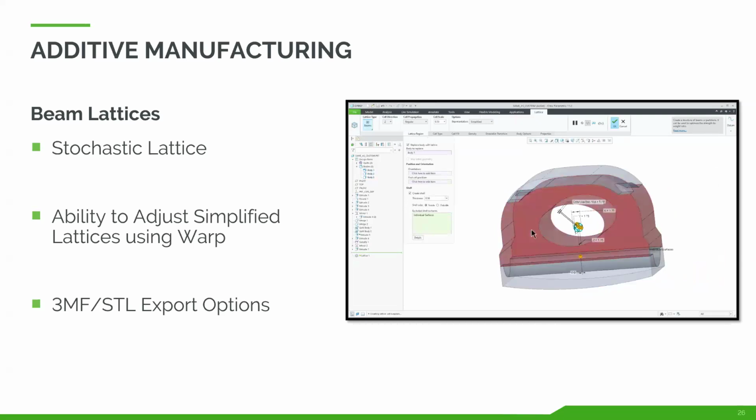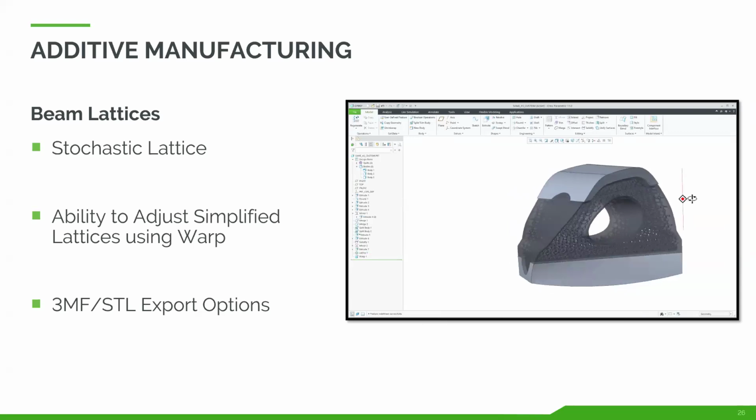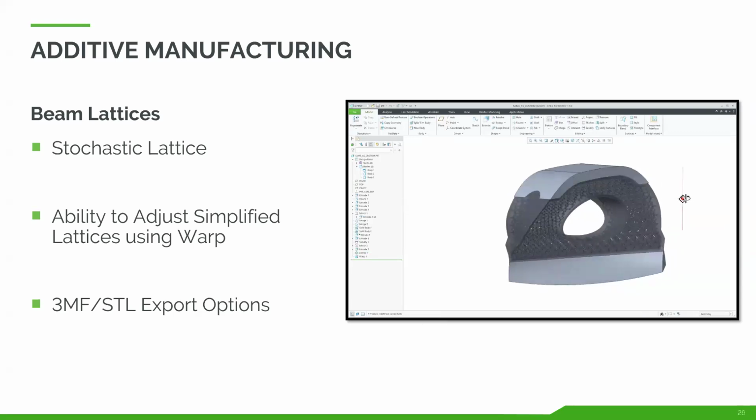We've also added the ability to do warp capabilities for your beam lattices, so you can manipulate, stretch those out, twist them around. And there's also exporting capabilities to, let's say, export your 3MF file or STL file formats when you're in part mode for your different lattices.